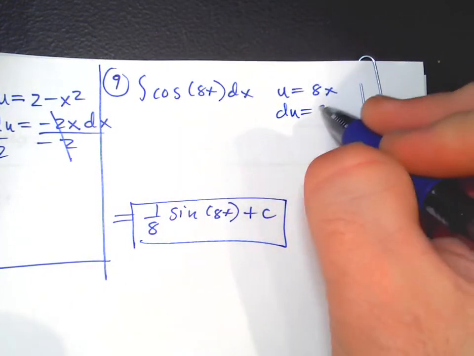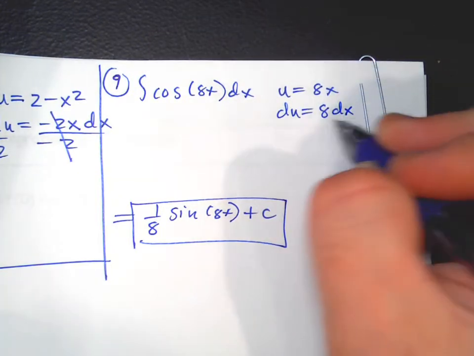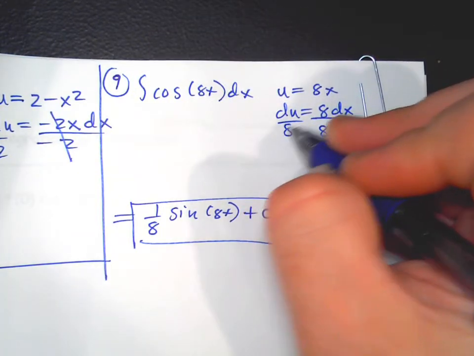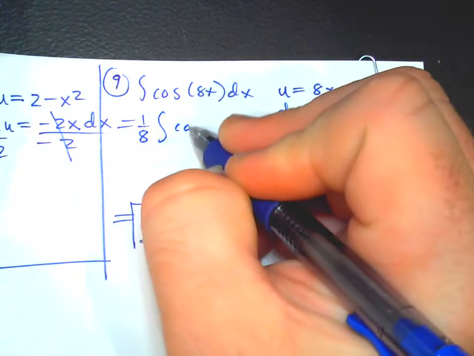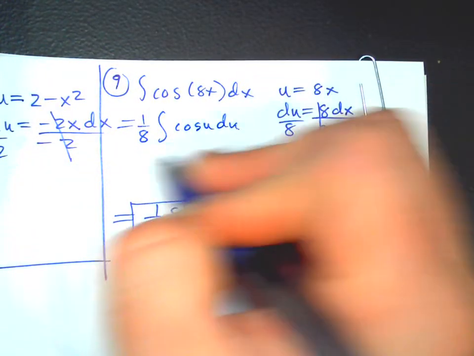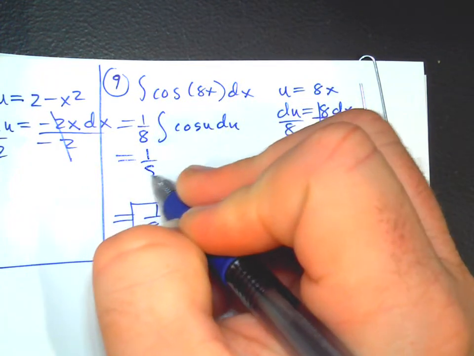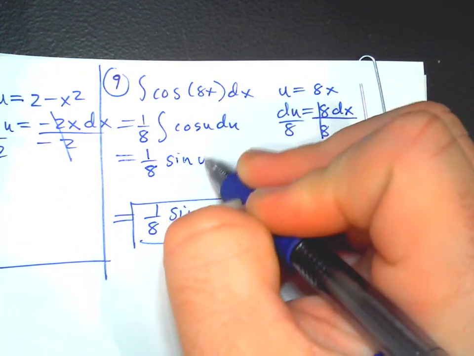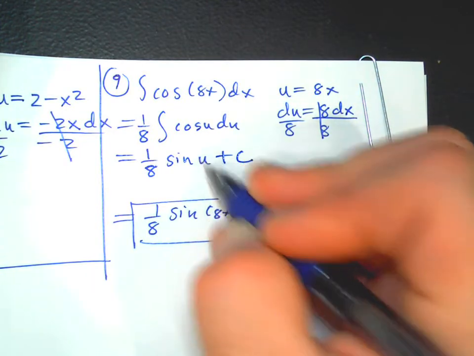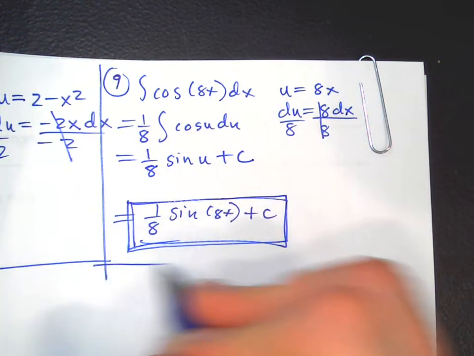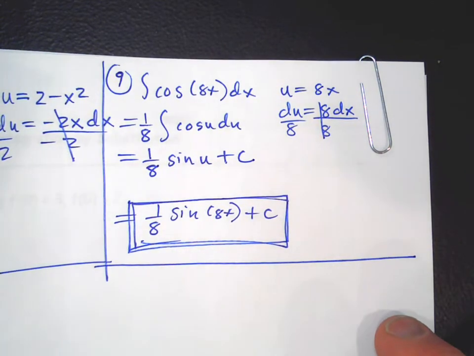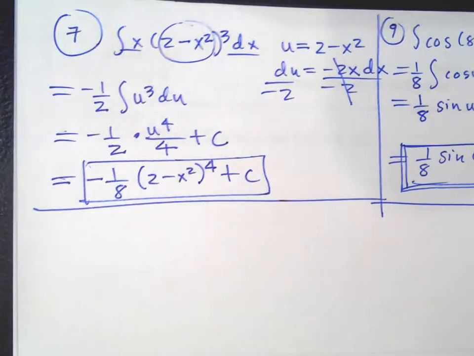But until you're feeling very comfortable with it, you could do this. Say, okay, we're going to divide by 8. So that's going to be 1/8 cosine of u du. And then you'll get 1/8 sine u plus c. And then you'll replace the u with 8x. And guess what? You're going to get to my answer here eventually. All right. Number 11.